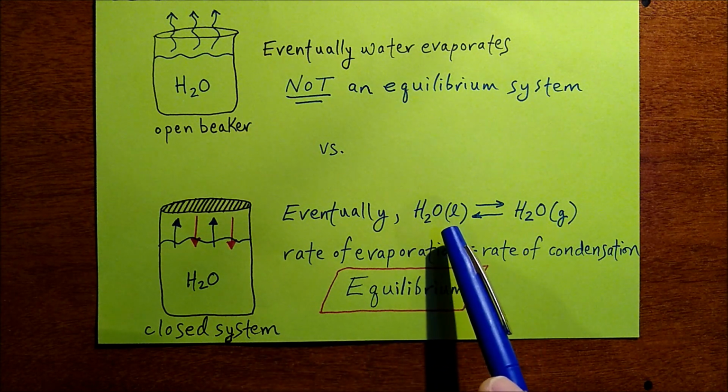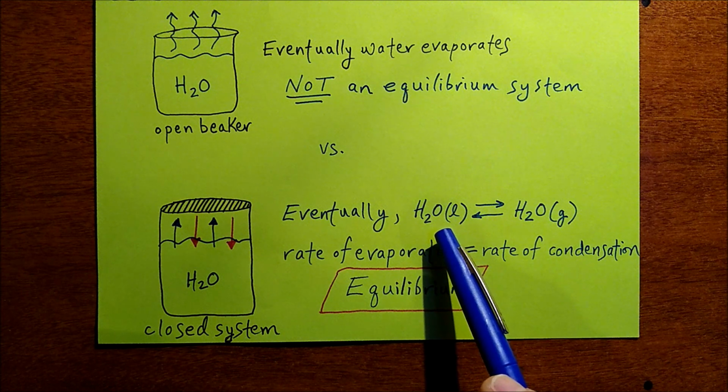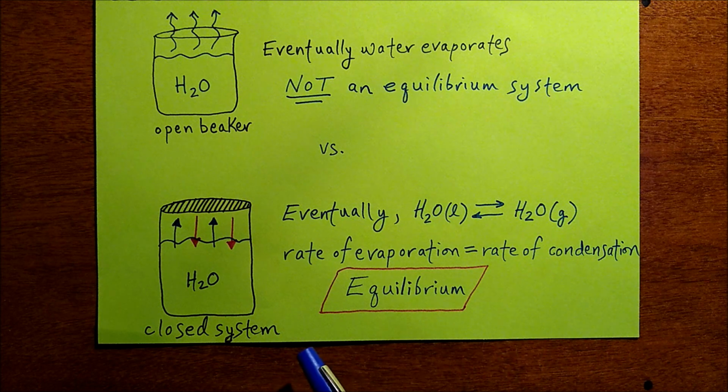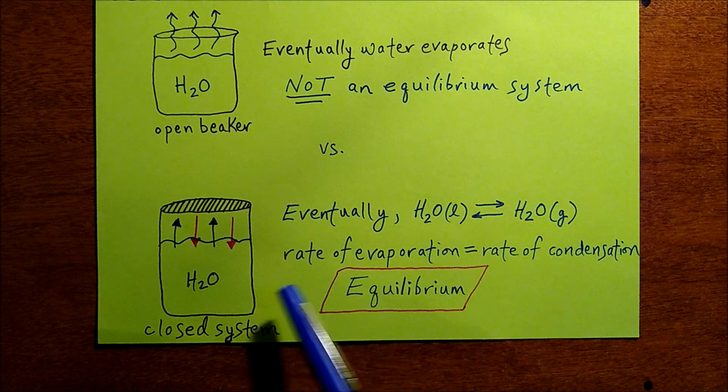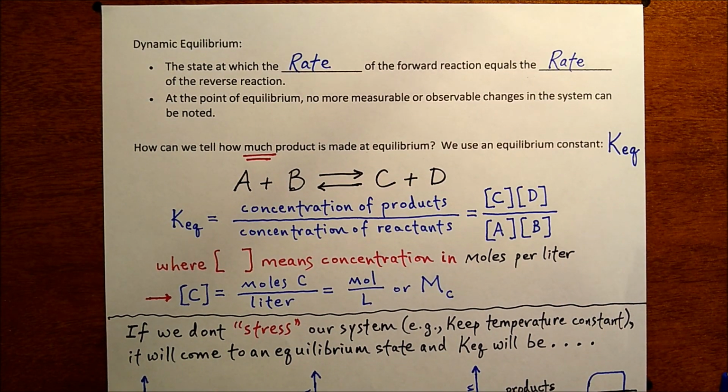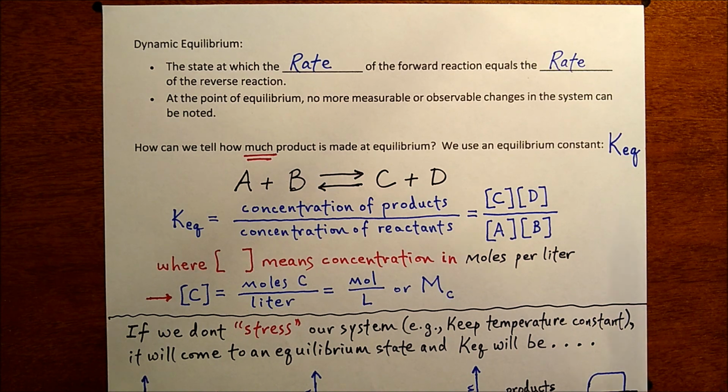The rate at which the liquid water molecules would evaporate would eventually become equal to the rate at which the gas molecules condense into the liquid state. And that's the key. The rates are equal. The rate of the forward is equal to the rate of the reverse. That is what we call equilibrium. So the state at which the rate of the forward equals the rate of the reverse, we do call an equilibrium. At this point, no more measurable or observable changes in the system can be noted.